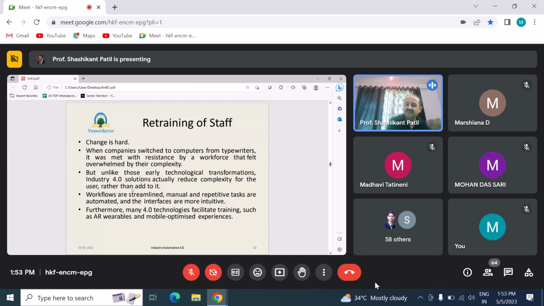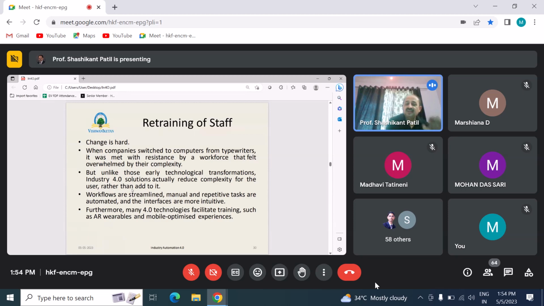When companies switched to computers from typewriters, there was resistance or reluctance at some point from the workforce that felt overwhelmed by the complexity. They were thinking that typewriters are the only thing compatible. But unlike those early technological transformations, Industry 4.0 or Industry 5.0 have reduced complexity. They are more user friendly, very easy to understand, and you can easily add them and easily learn them.